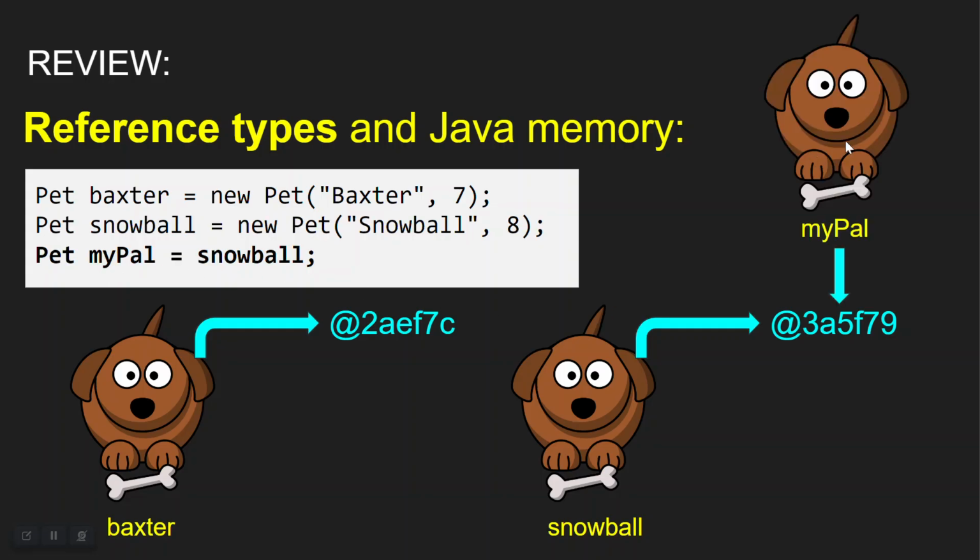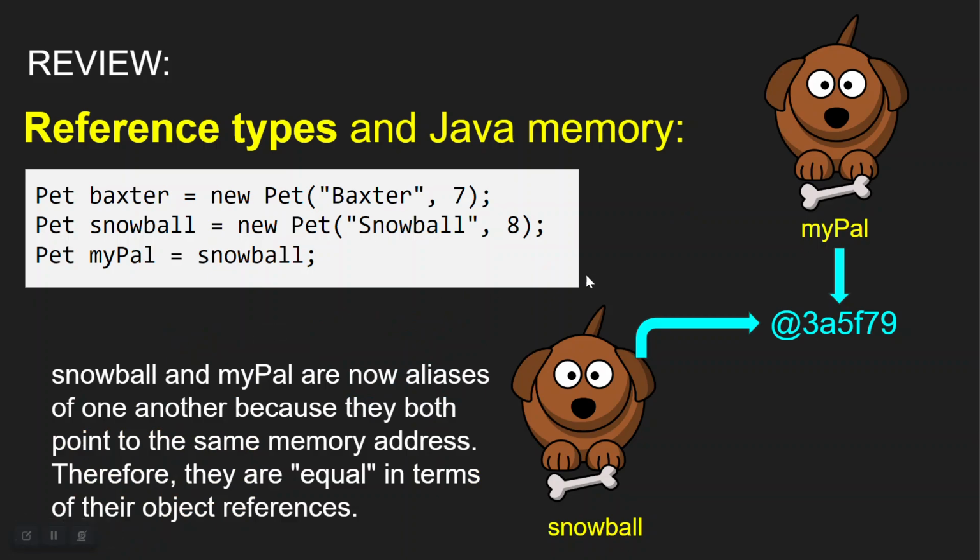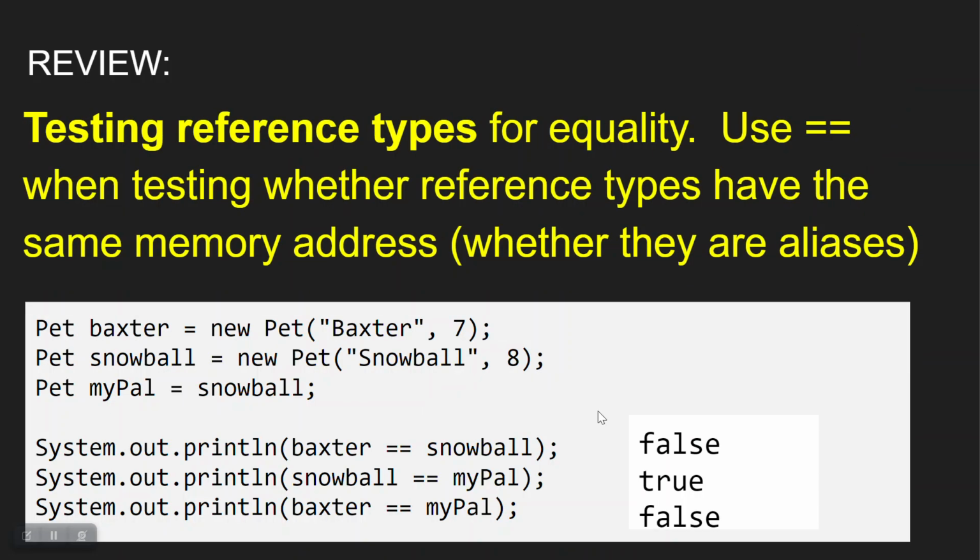So what we've just done is we've created an alias of snowball called my pal. And snowball and my pal are now aliases of one another because they point to the same address in memory. And therefore they are equal in terms of their object references. If they point to the same memory address, then they are equal in terms of their object references, which means when we try to test them for equality using the equals equals sign, we'll get some true and false outcomes. So let's go ahead and see what's going on.